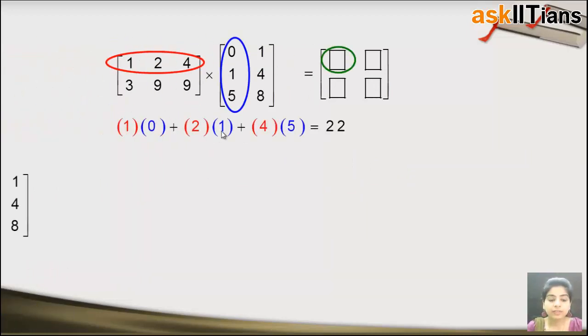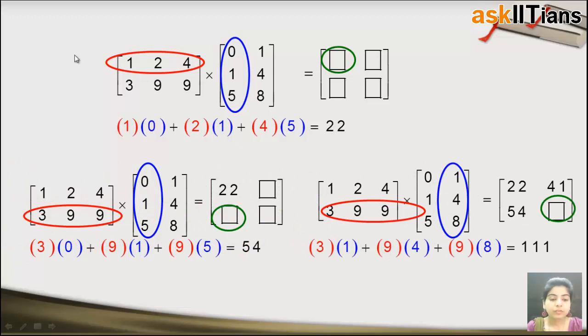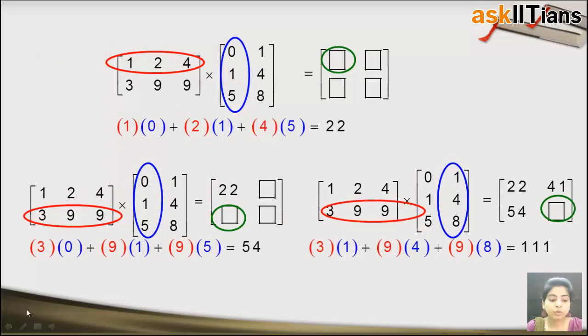Okay, now we have certain examples. So how do you multiply these two matrices? Remember, the first thing that you need to see is the order of the matrices. This first one has two rows and three columns, so the order becomes 2 cross 3. Then we have 3 rows and 2 columns, so the order becomes 3 cross 2. Since the number of columns in the first is equal to the number of rows in the second, these matrices can be multiplied.